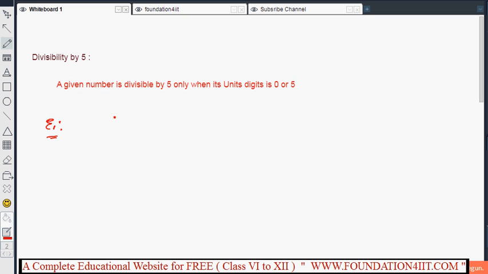Any example I am taking, for example 1105. So 5 is in the units place. 1260, so 0 is in the units place. So these are all divisible by 5. If I take 1254, now 4 is placed, so this is not divisible by 5. Only when the units digit is either 0 or 5.